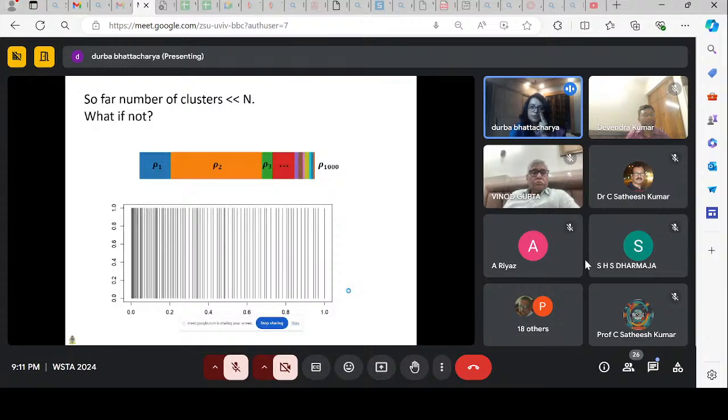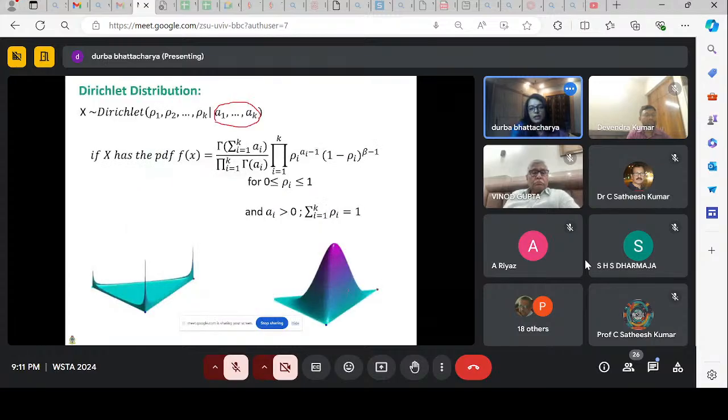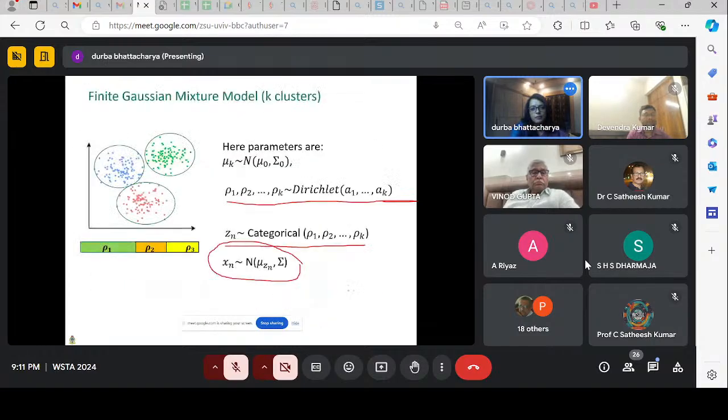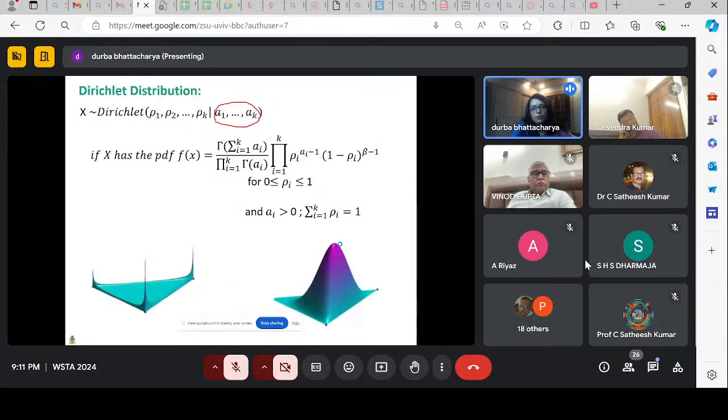Now, all the problems which we have discussed so far, in this problem or the problem before, we knew how many clusters there are. So we had an idea that 3 clusters are there or 2 clusters are there, and we proceeded to model the problem, or define the generative model.